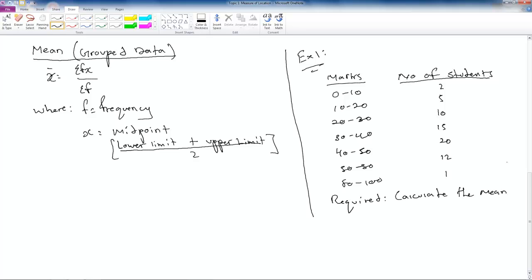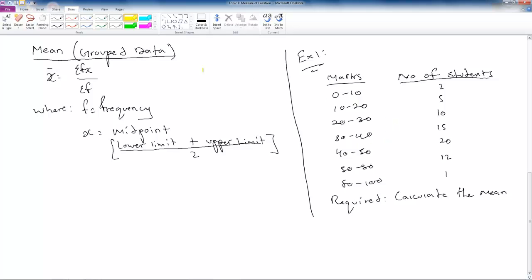Now if you look at here, this is what we call group data. It means it is classified into groups, like 0 to 10 marks, it is 2 students. 10 to 20 marks is 5 students. It is classified into groups. So that's called group data. So how to calculate the mean of group data?